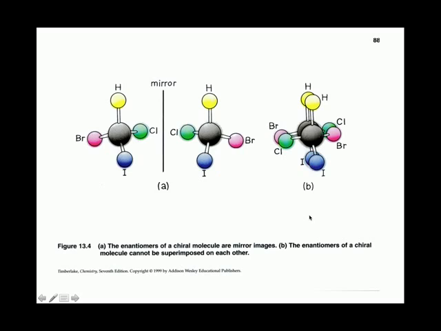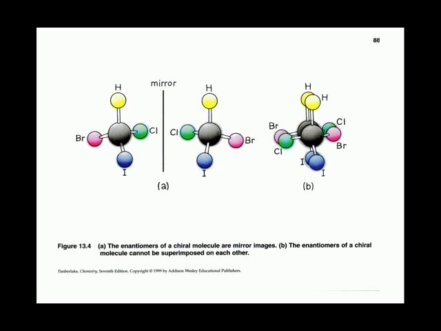Now for B, if you try to line them up, you see what happens. They don't line up right. The chlorine and the bromine are on opposite sides. So the enantiomers of a chiral molecule cannot be superimposed on each other. And that's what I was talking about when I said putting your right hand over your left hand. Now you see this is very important in living organisms. There are molecules that are handed. They say they have the property of handedness, left hand versus right hand.